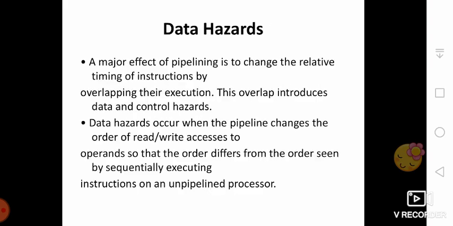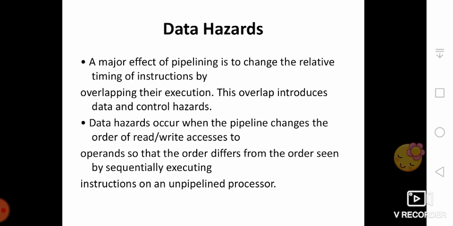Next one is data hazards. A major effect of pipelining is to change the relative timing of instructions by overlapping their execution. This overlap introduces data and control hazards. Data hazards occur when the pipeline changes the order of read and write accesses to operands, so that the order differs from the order seen by sequentially executing instructions on the unpipelined processor.